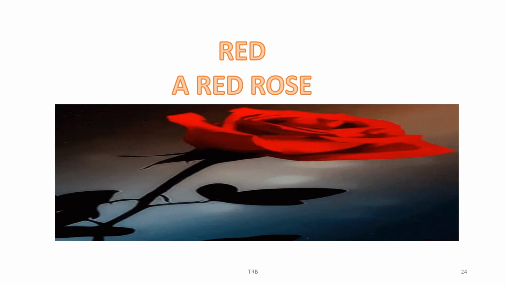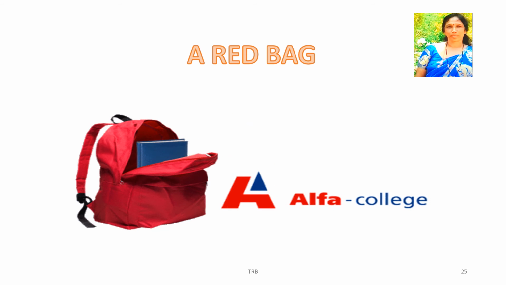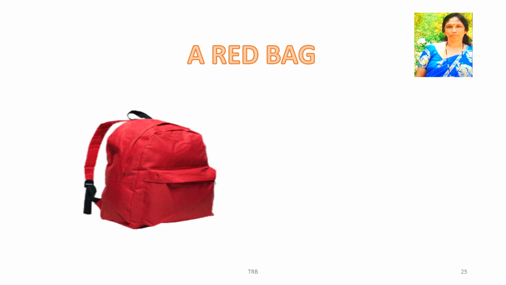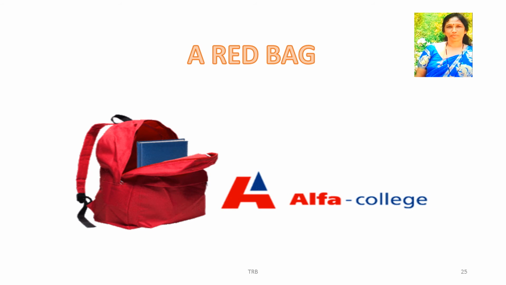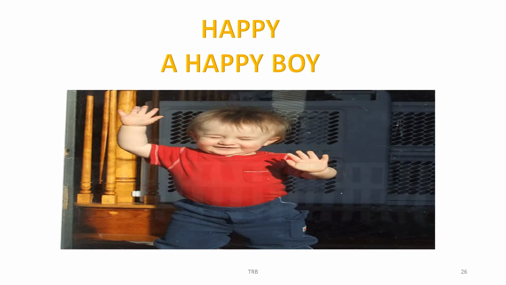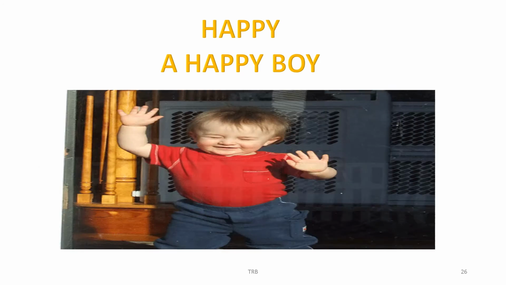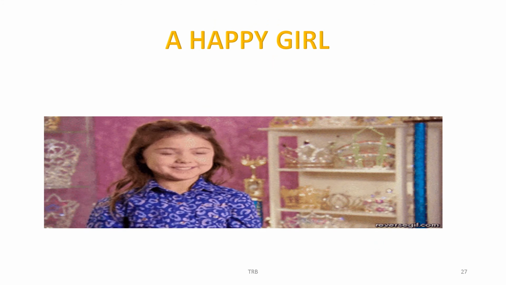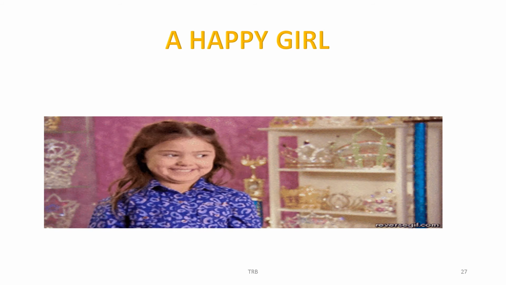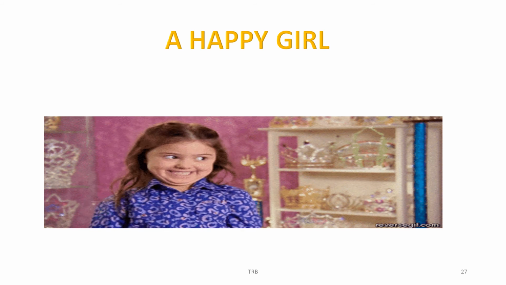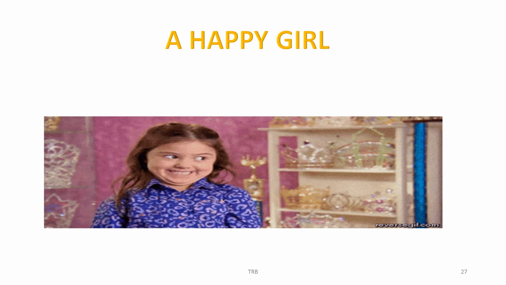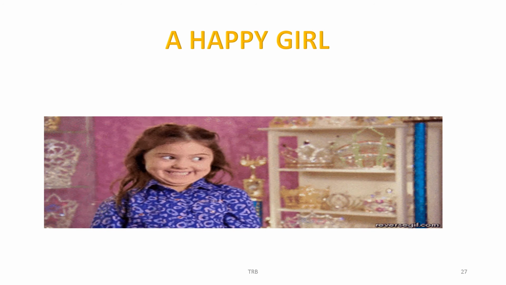It describes the rose. A red bag. We can only say a bag, but what type of bag? Red. Red is describing the color of the bag. Happy. We can say a boy, but when we say a happy boy, what type of boy? Happy boy. So the word happy is the describing word. It describes the boy. A happy child. Happy describes how the child is. The child is very happy. So we say a happy child.